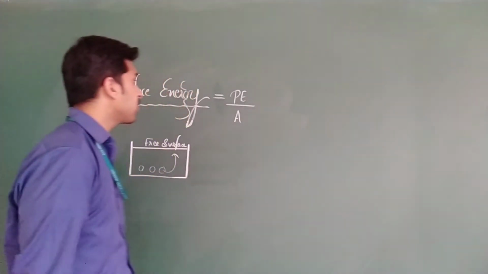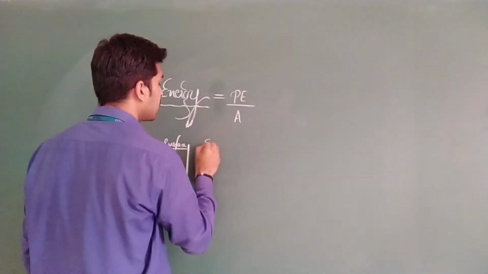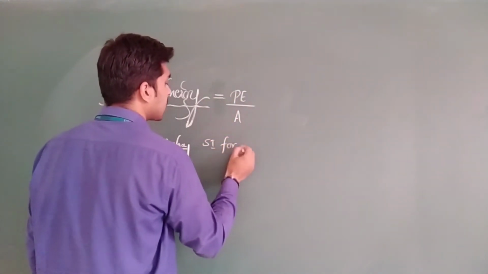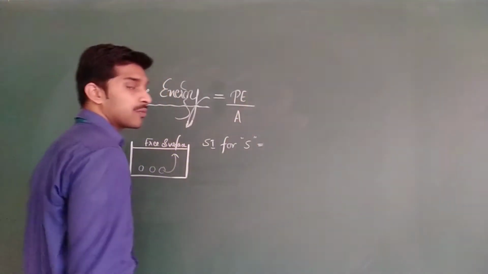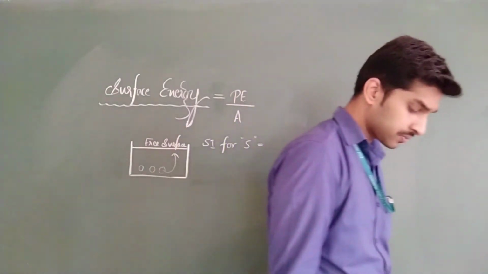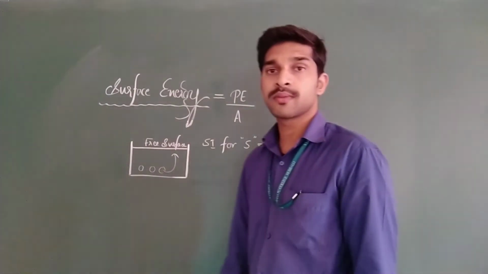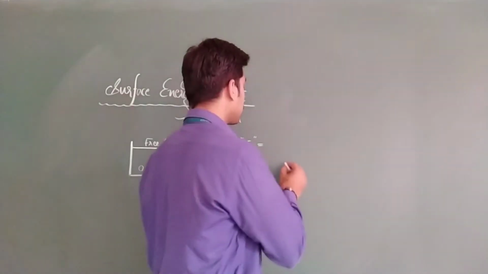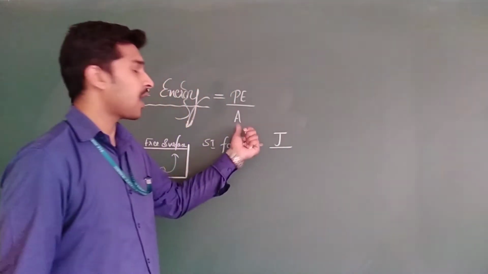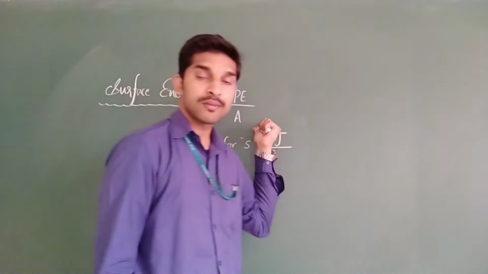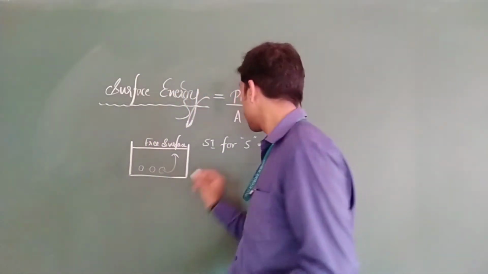Clear? So if I want to write the SI unit for surface energy, which is equal to potential energy, what is the SI unit for potential energy? Yes, very good. That is nothing but joules, divided by area. What is the SI unit for area? Meter square.